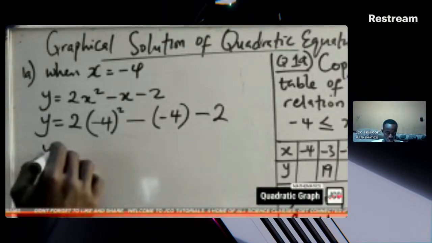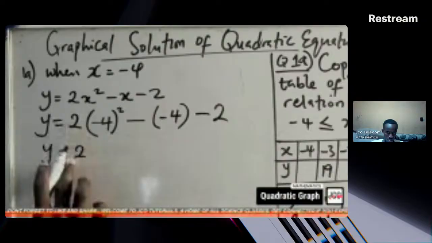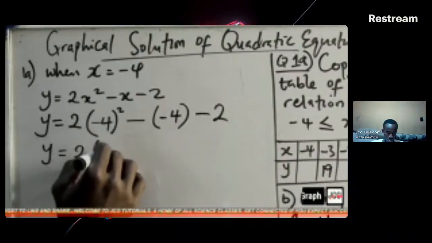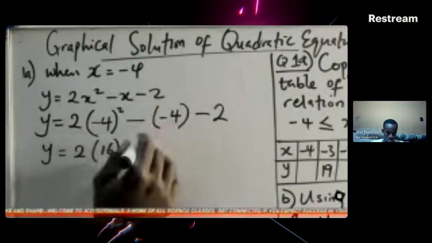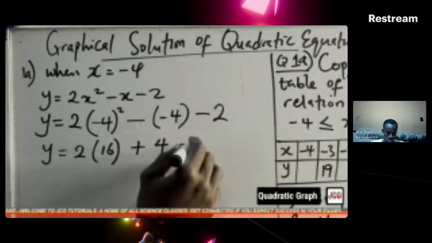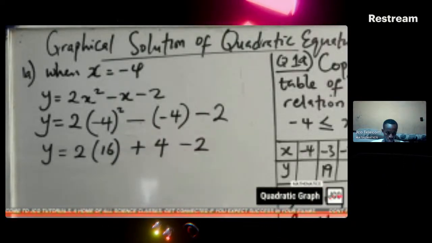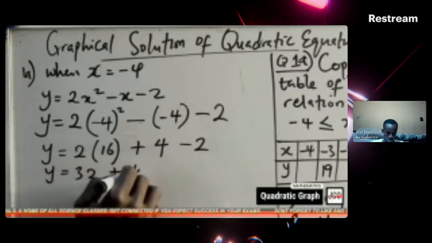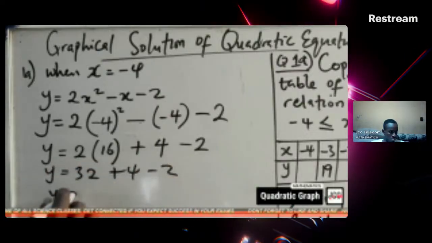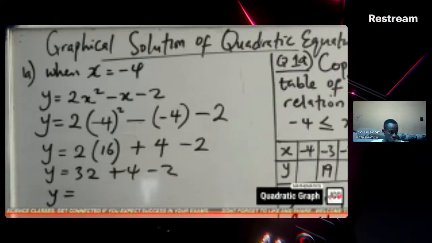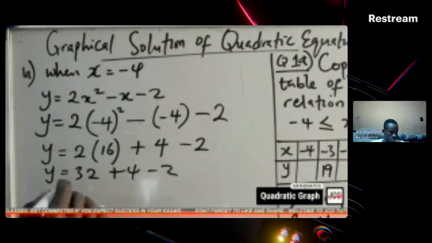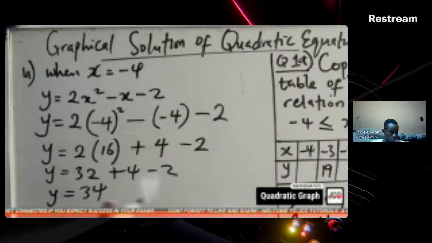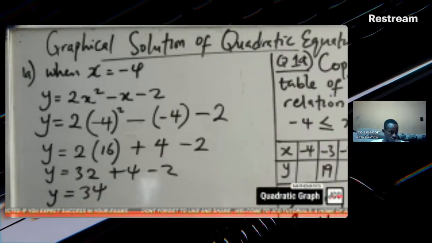Moving on, 2 times (-4) squared. -4 squared is 16. Minus times minus is plus 4, then -2. 2 times 16 is 32, plus 4, minus 2. So how do you get that now? 32 plus 4 is 36, minus 2 is 34. So this is your value of y here.